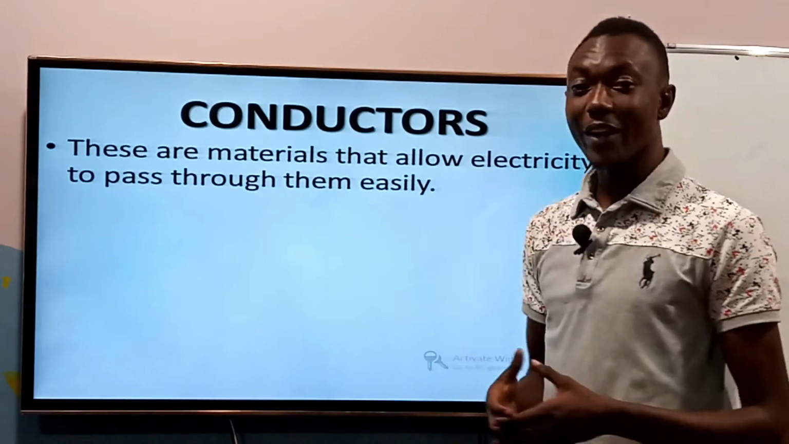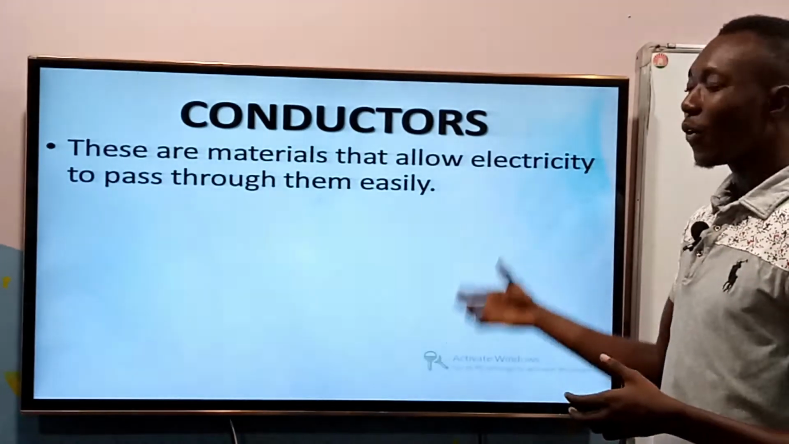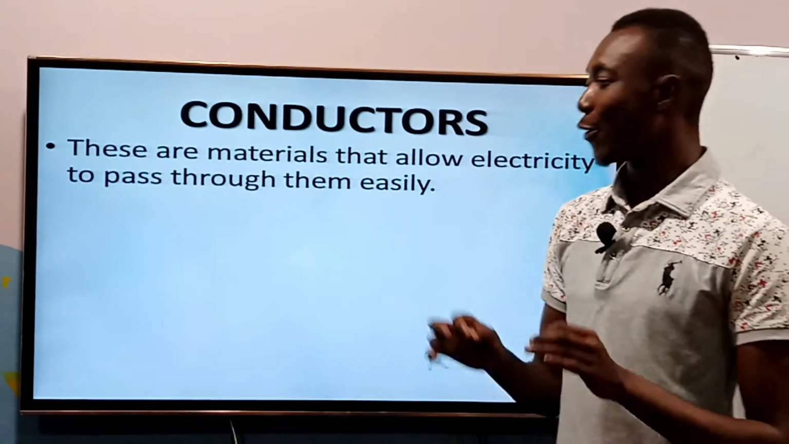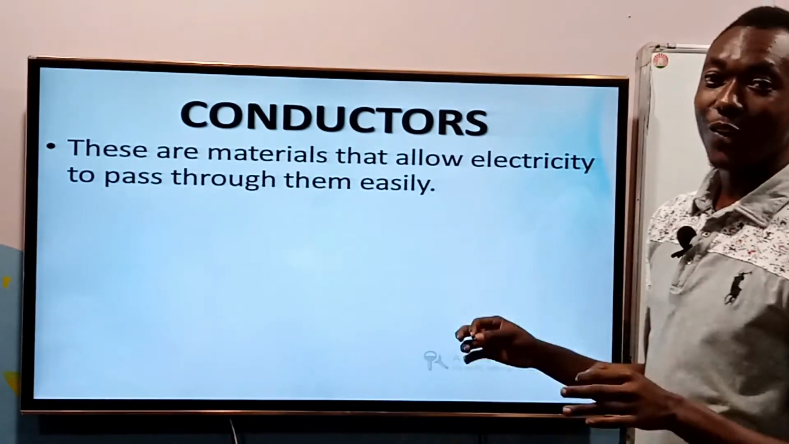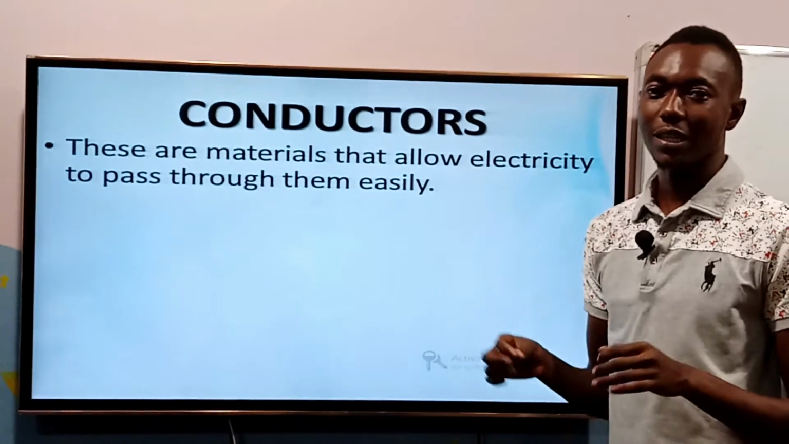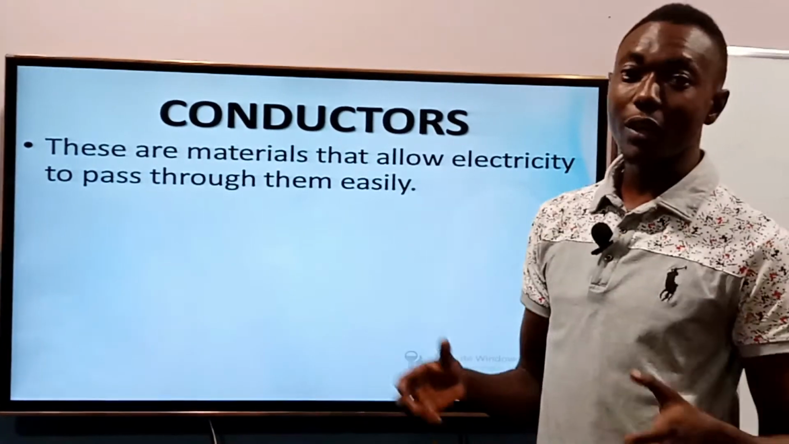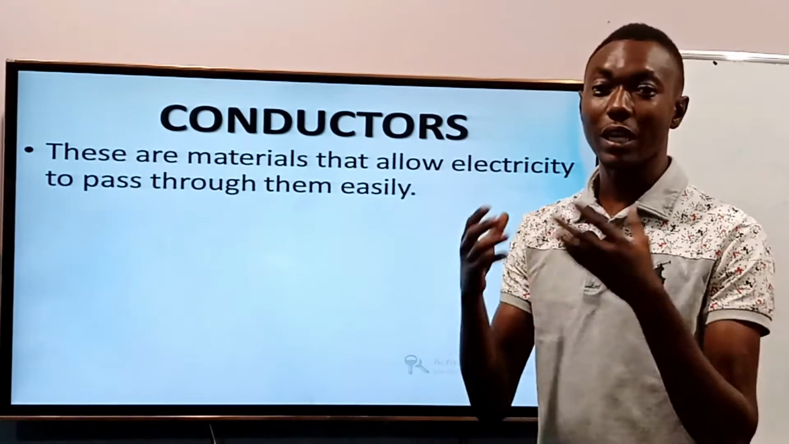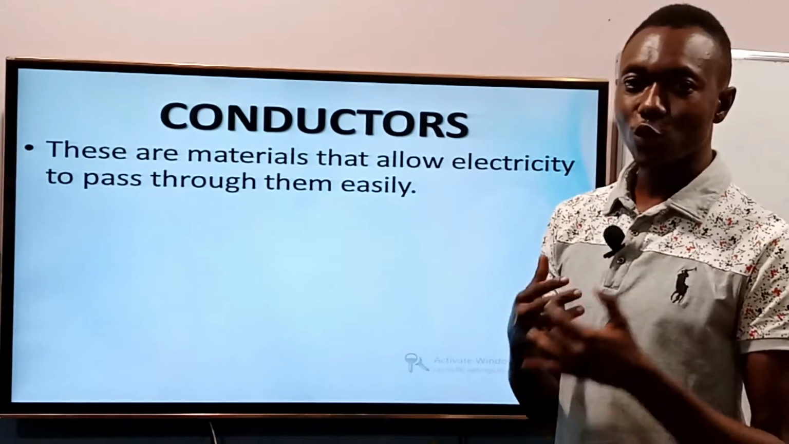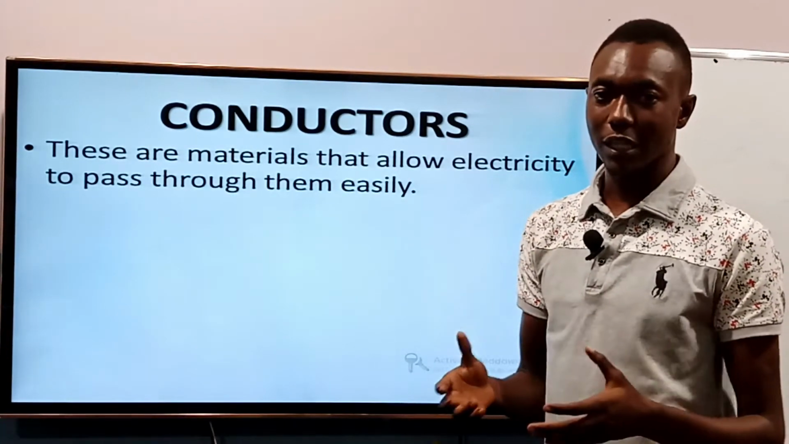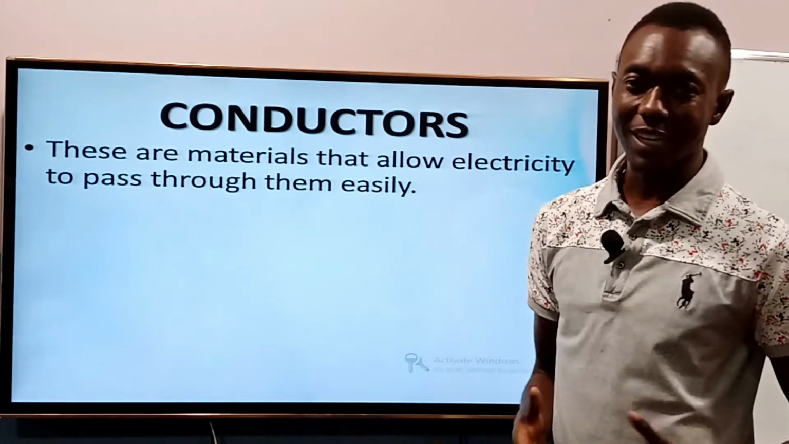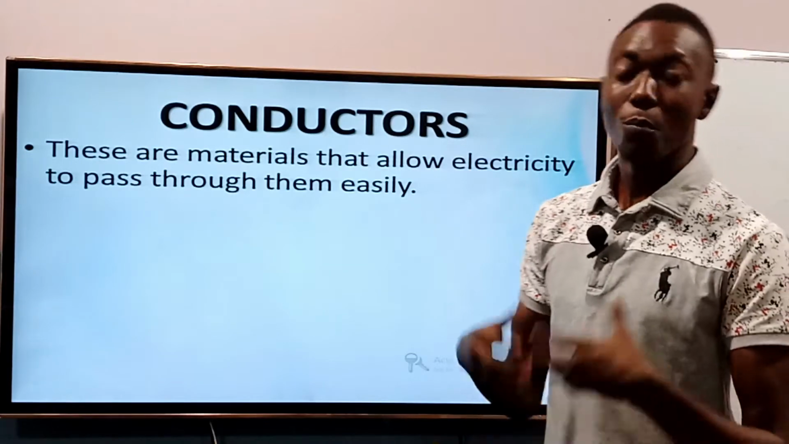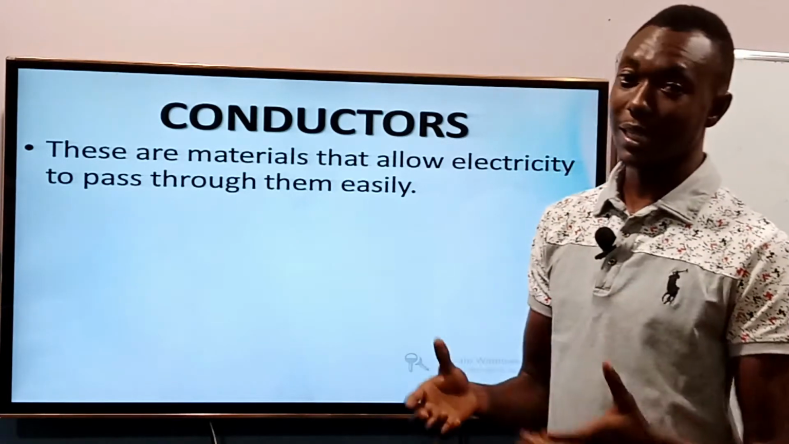These are materials that allow electricity to pass through them easily. I repeat, these are materials that allow electricity to pass through them easily. Around us, there are several materials. When you attach them to electric current, that electric current penetrates easily. Those are termed as conductors. Now let us look at some of these materials. Mostly these materials are metals, all right?